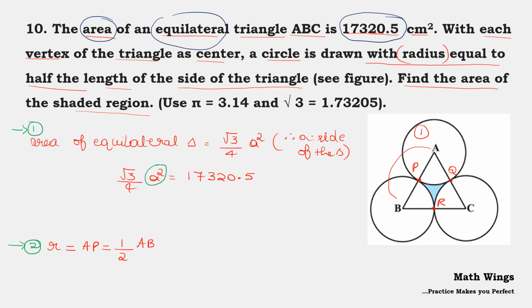Now, what have they asked us to find? They have asked us to find the area of the shaded region, and also they have given that the pi value is 3.14 and root 3 value is 1.73205. Correct? Now, using the first part of the problem, we can find the length of the side of the triangle. Also, here there is one more thing given. They have given equilateral triangle.